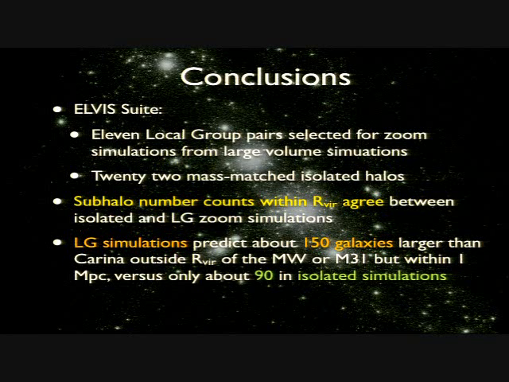We've also found that pairs of halos tend to live in denser environments than otherwise isolated halos of the same mass. Specifically, we predict about 150 galaxies larger than Carina outside the virial radius of the Milky Way or M31, but within 1 megaparsec, versus only about 90 were we to live in an isolated galaxy.